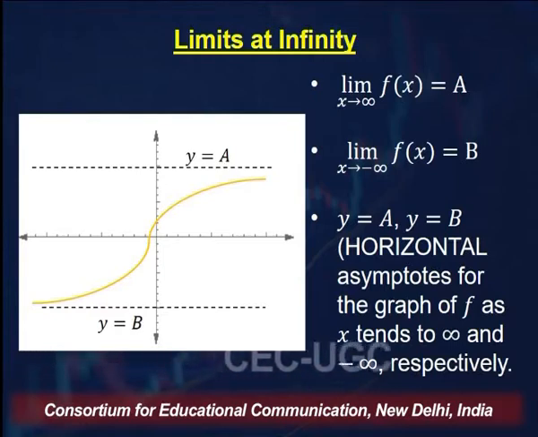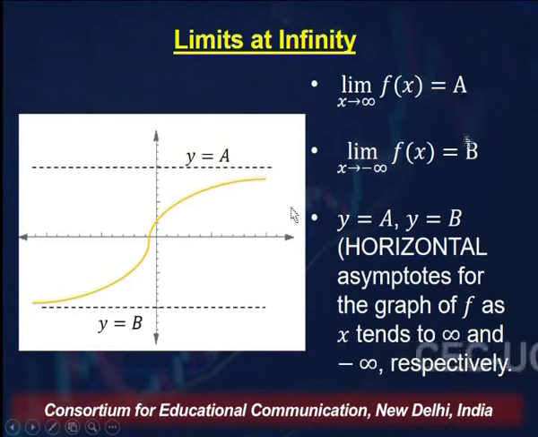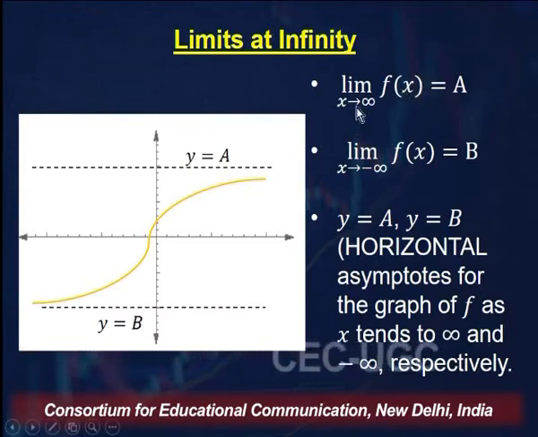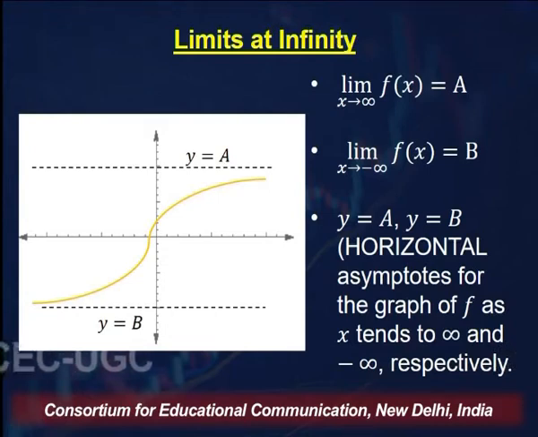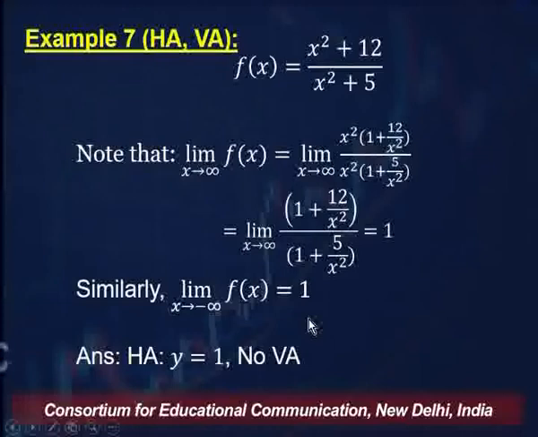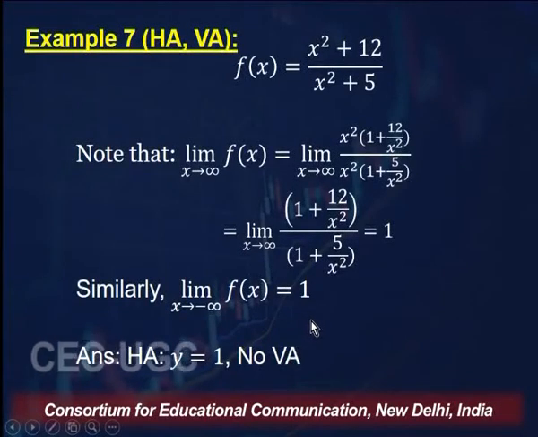Here in this case, do you see we are taking the limits at infinity. When I ask you to calculate a horizontal asymptote, you are going to see how the function will behave as x tends to infinity or minus infinity. So in this case, both these lines, y equal to A and y equal to B, qualify as horizontal asymptotes. These tell you about the end behavior of a function. Let's look at this particular example.